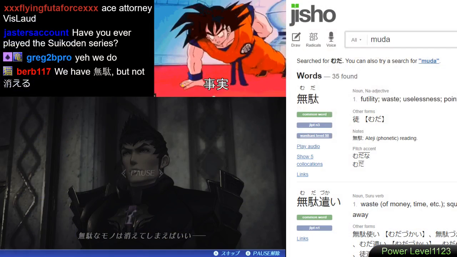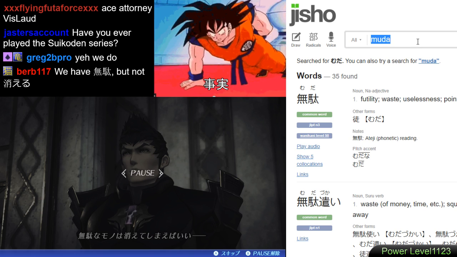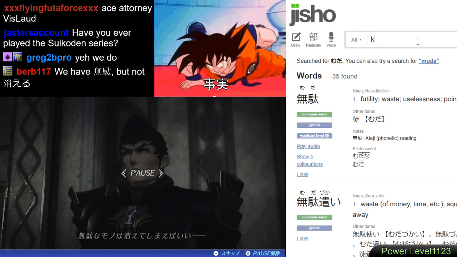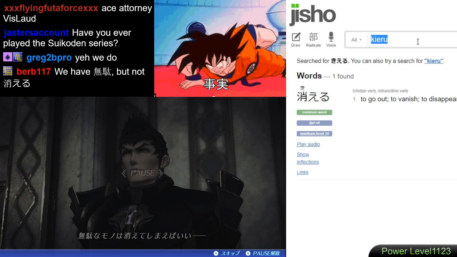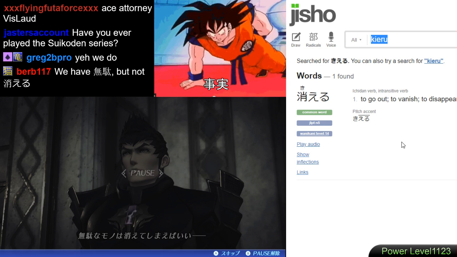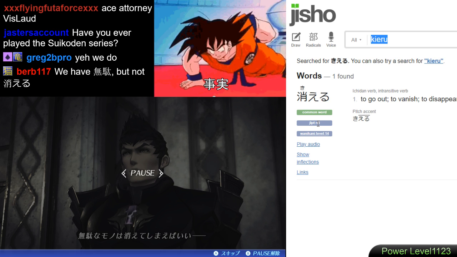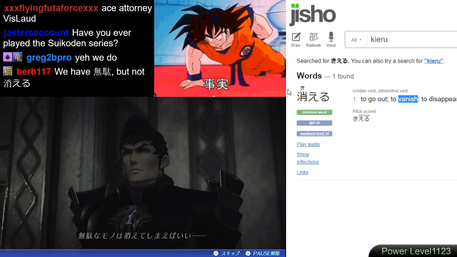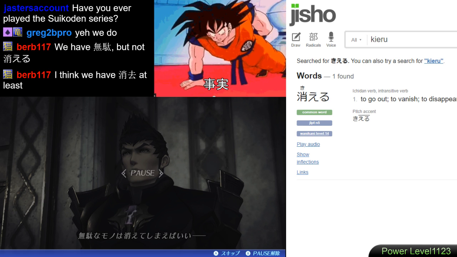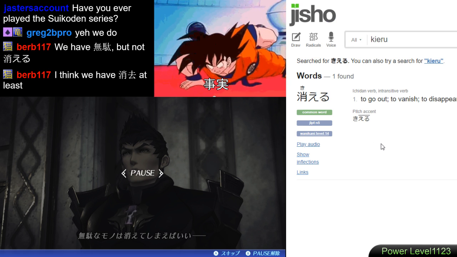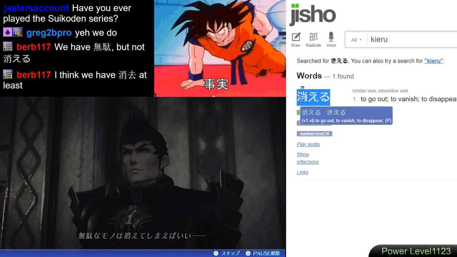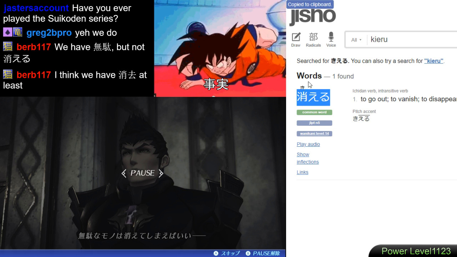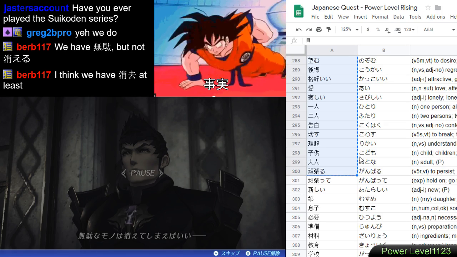Since we do want to make our power level go up today, at least once or twice, let's look at that word. To go out, to vanish. Useful word. N5 word, so very useful. Kieru. Nice. Let's copy that and add to our power level. Yeah, we certainly have that. Do we have nothing else with that kanji, really? Kind of surprises me. But let's add that to our power level.